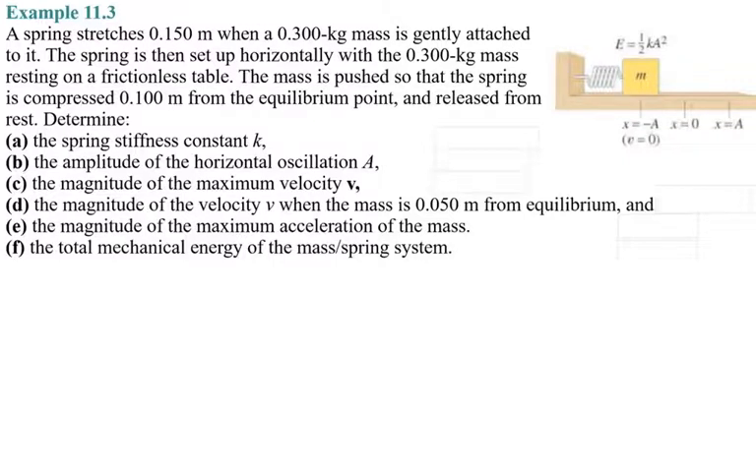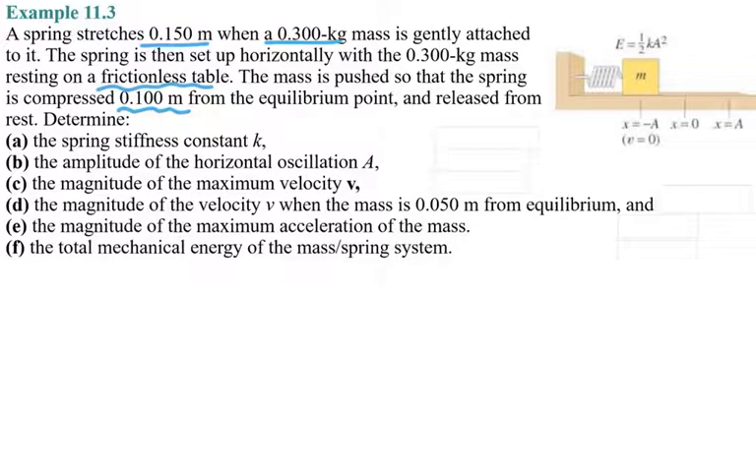A spring stretches 0.15 meters when a 0.3 kilogram mass is gently attached to it. And then the spring is set up horizontally with the 0.3 kilogram mass resting on a frictionless table. So, frictionless table, the mass is pushed so that the spring is compressed an additional 0.1 meter, and released from rest.